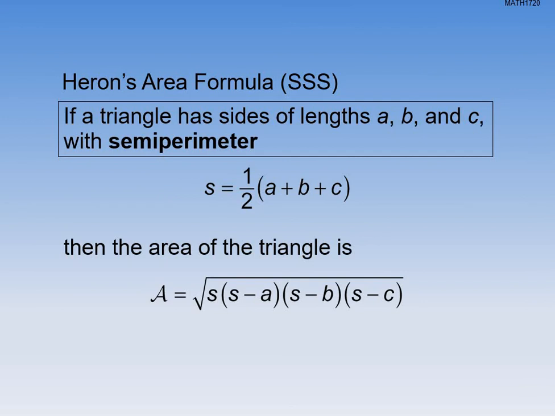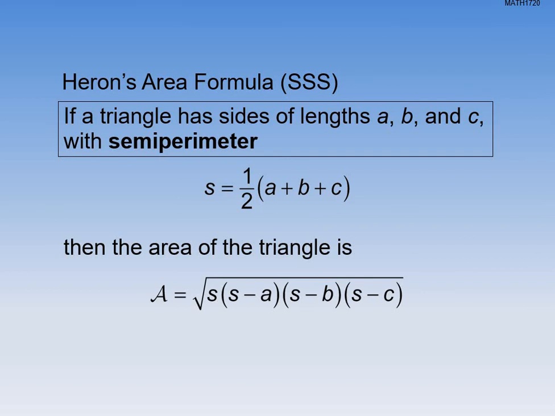We have to know S because we use S to find the area of the triangle. So S is 1/2 times A plus B plus C, and that's always going to be your first step. Then you find the area of the triangle, that's the funky looking A there. It's equal to the square root of S times the quantity S minus A, times the quantity S minus B, times the quantity S minus C. So this is Heron's area formula for a side-side-side triangle.